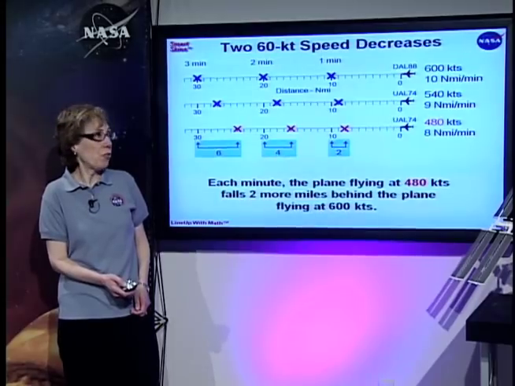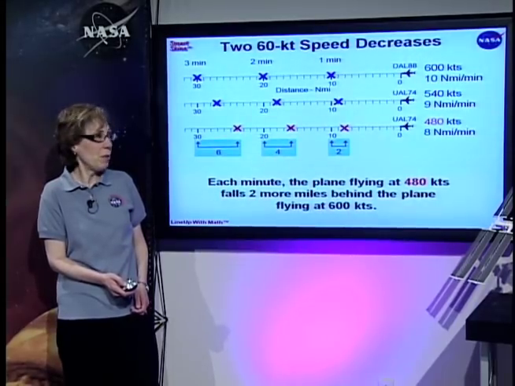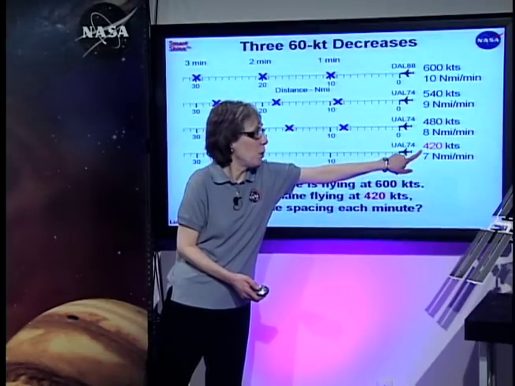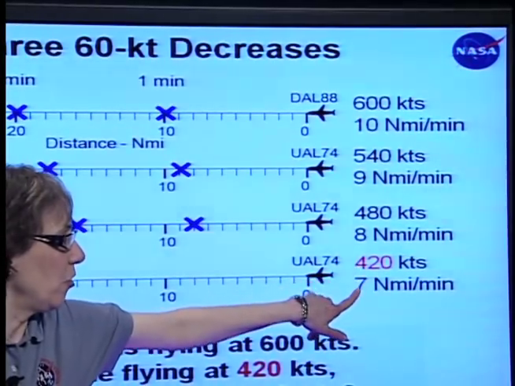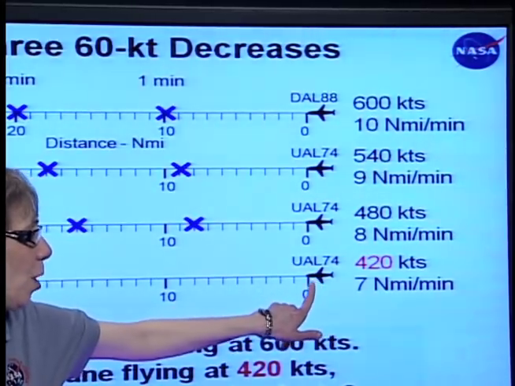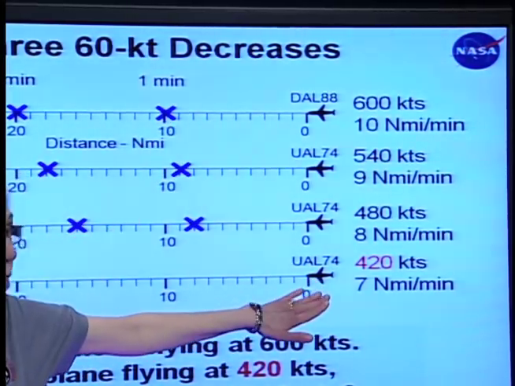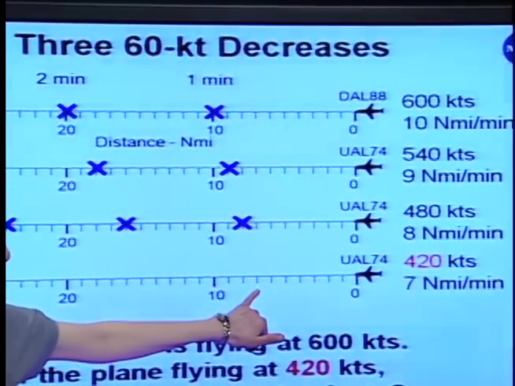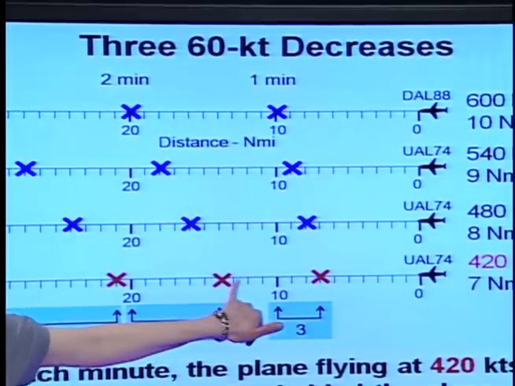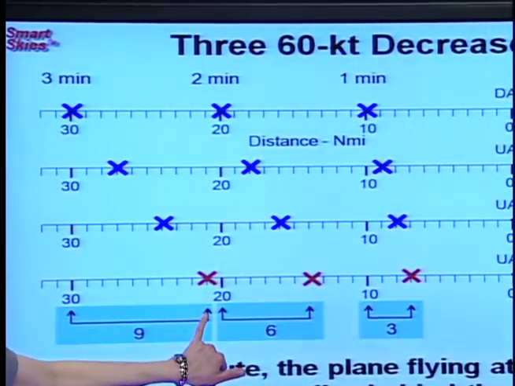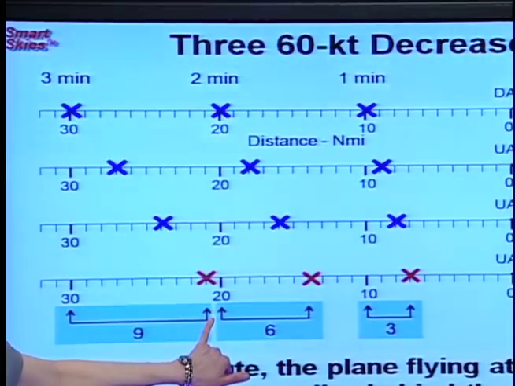Let's make one more 60-knot speed reduction. Remember, the speed menu goes down in 60 knots. So now we're at 420 knots. Dividing by 60, we get 7 nautical miles a minute. After 1 minute, how far behind the lead plane will this plane be? Well, after 1 minute, it will be 3 miles behind. After 2 minutes, it will be 6 miles behind. And after 3 minutes, it's 9 miles behind.